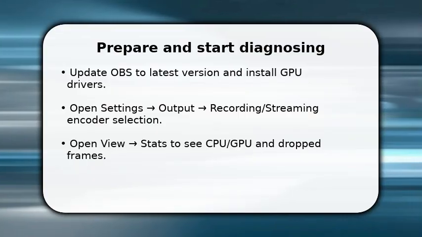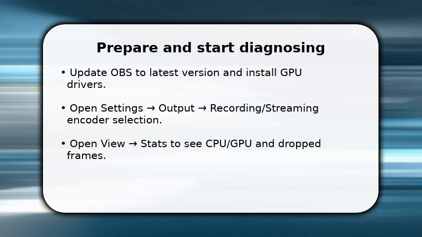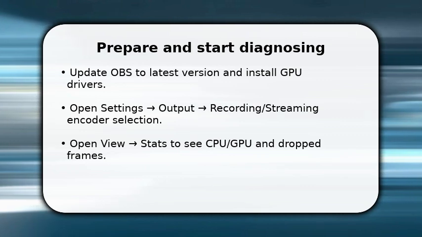You're ready to fix the yellow bar. First, update OBS and your GPU drivers so you aren't chasing bugs. Open OBS settings and go straight to Output to note whether you're using software x264 or a hardware encoder like NVENC. Once done, open View > Stats to watch CPU, GPU, encoding, and dropped frames in real time.